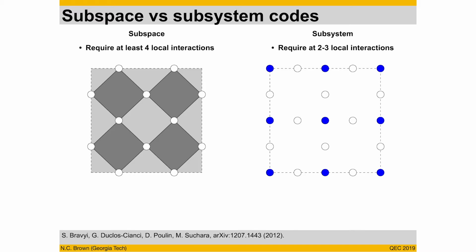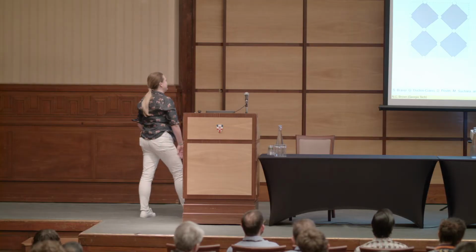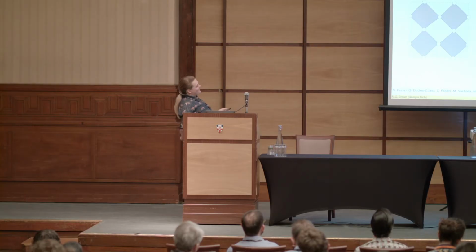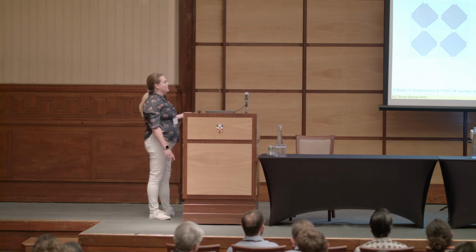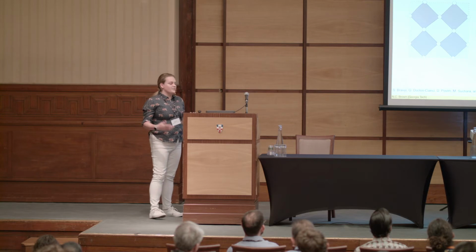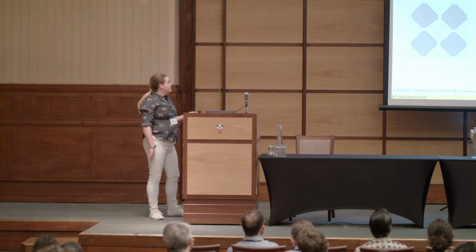Bravyi, Poulin, Suchara, and Chauncey started looking at subsystem codes, and they require less local interactions. So how do we build a subsystem code out of a subspace code?